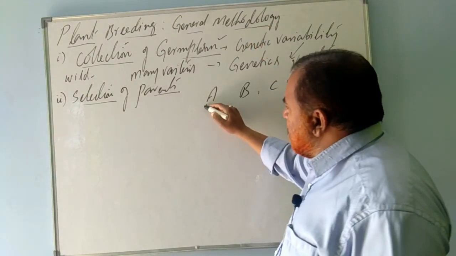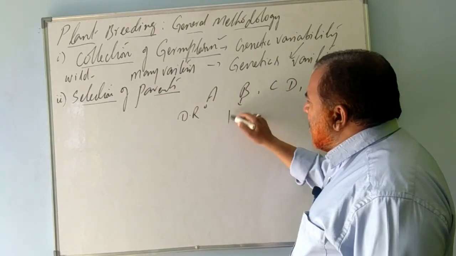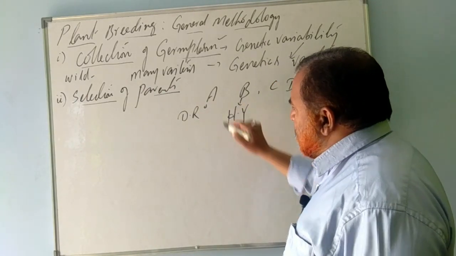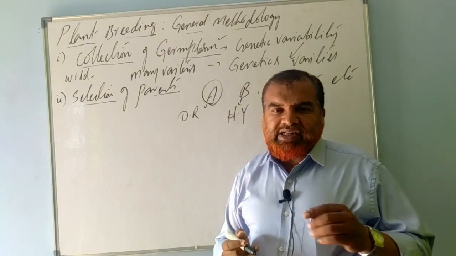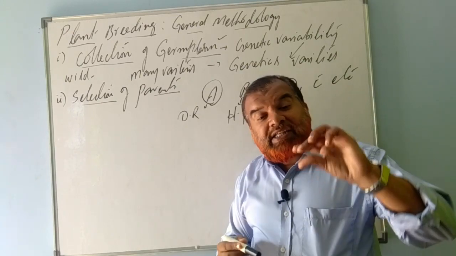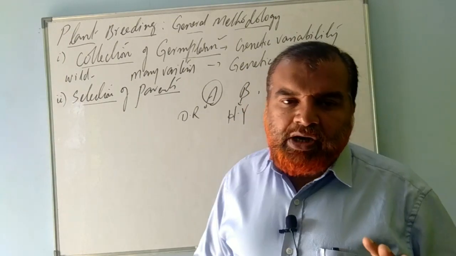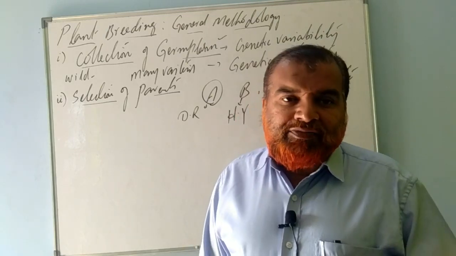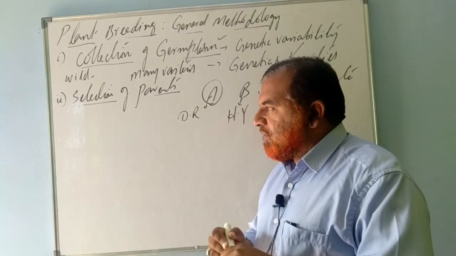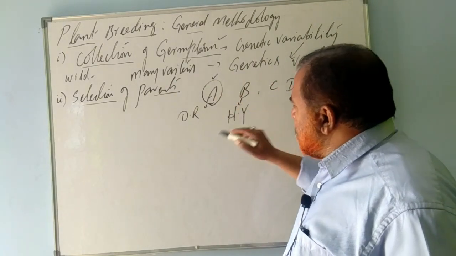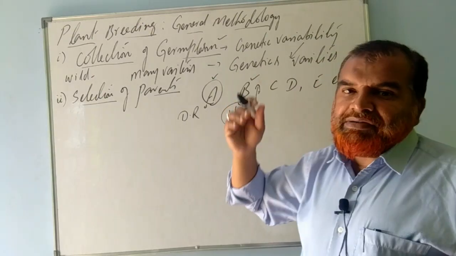Now, for example, this A variety is disease resistant. This B variety is high yielding. This variety is resistant to diseases caused by viruses. For example, viral diseases. This variety is resistant to that. It is not prone to, or not subjected to, viral infections. Why? Because this variety is specific for viral infection. That's one characteristic we are looking for. Second characteristic, this variety gives what? High yield, more productivity it gives.